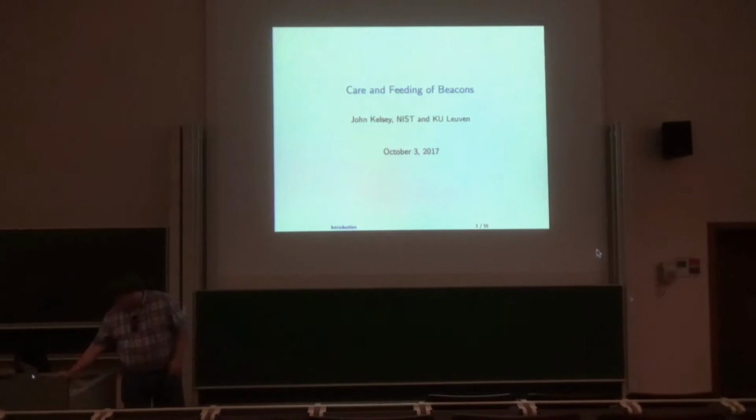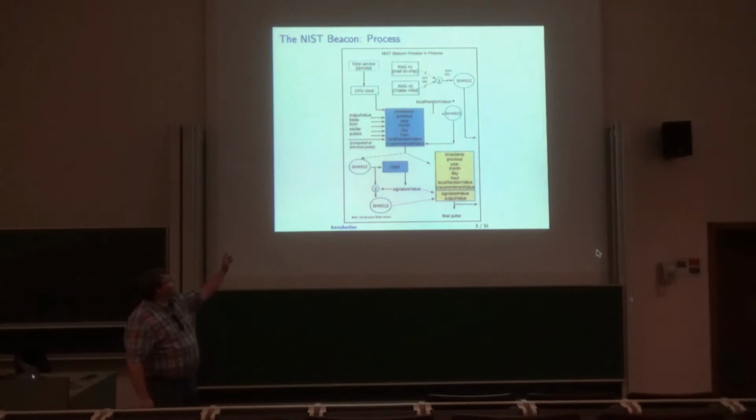This is a picture which isn't going to make any sense now, but at the end I'll show it to you, and I hope that this actually makes some sense. This is a process diagram of how the NIST beacon is going to be working when we move to the new format in a couple months. It looks too complicated, and I won't try to explain it all now. Hopefully at the end, this will make sense.